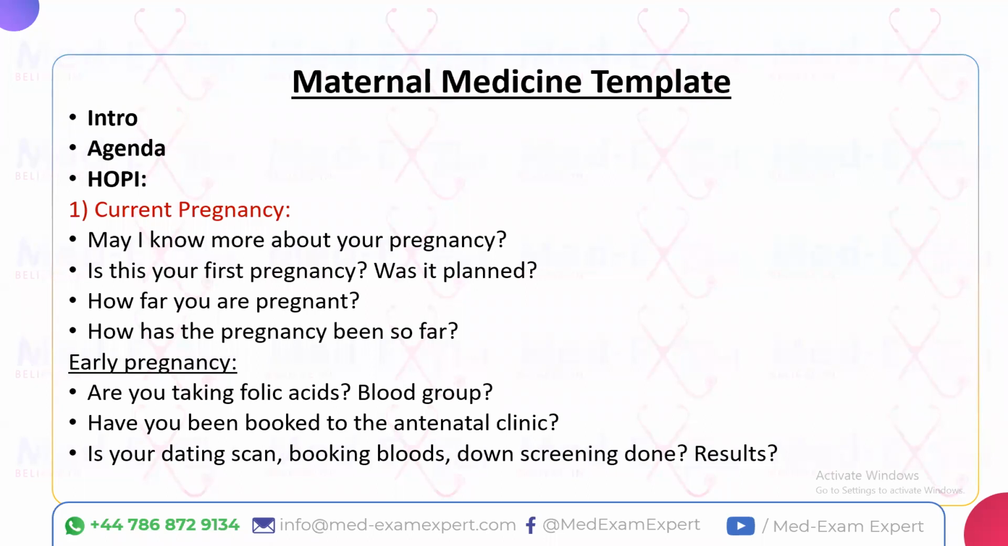So basically, in the introduction, first you have to greet the patient and then confirm their name and age to make sure that this is the right patient that you are talking to. So you can say, hi, I'm Laila. I'm one of the doctors in the clinic today. May I check your name and age, please?